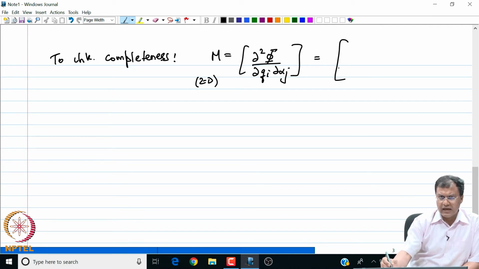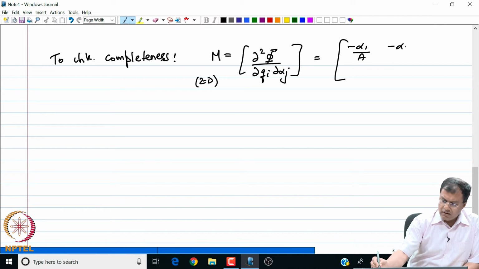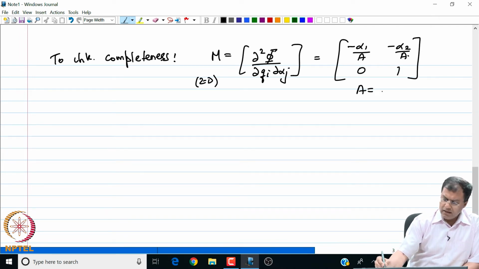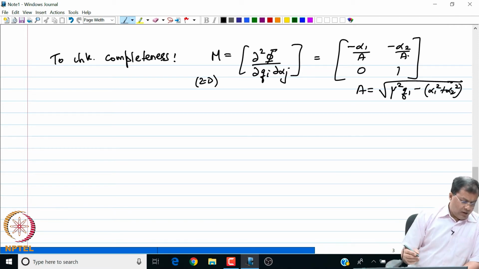I will write the answer directly, because all I have to do is substitute phi and take the necessary derivatives. The answer is as follows. I get the answer as negative alpha 1 by a, alpha 2 by a, and 0 1, where a is the following expression. This is mu square q1 minus alpha 1 square plus alpha 2 square.